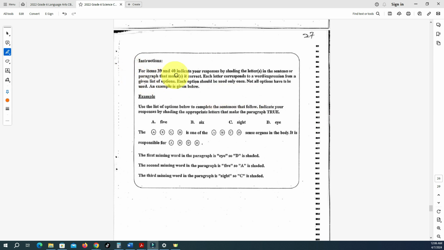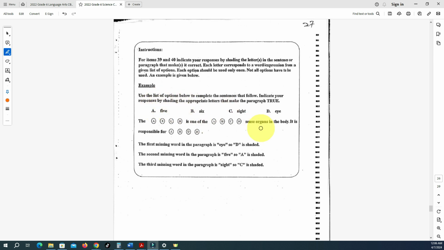Instructions for item 39 and 40: indicate your responses by shading the letters in the sentence or paragraph that makes it correct. Each letter corresponds to a word or expression from a given list of options. Each option should be used only once. Not all options have to be used. An example is given below. Okay, so example, use the list of options below. Okay, so let's just go through it.